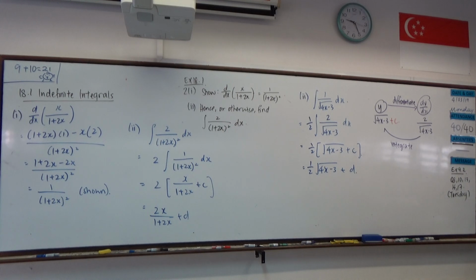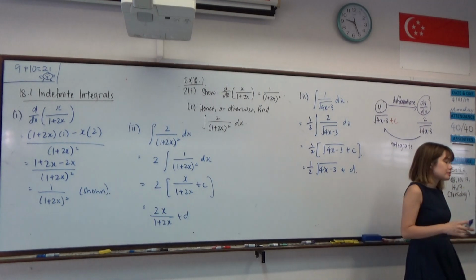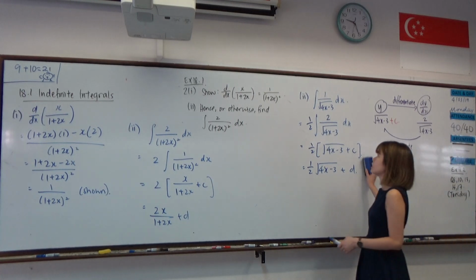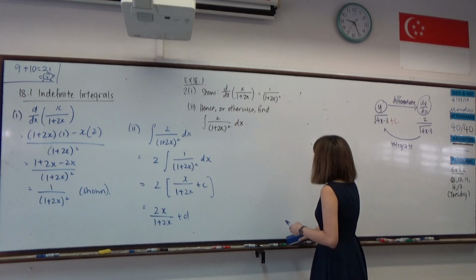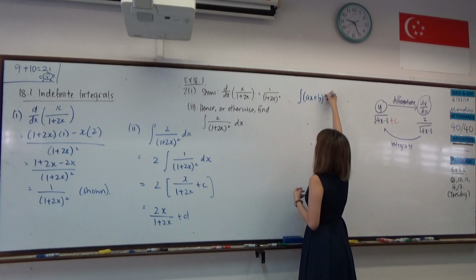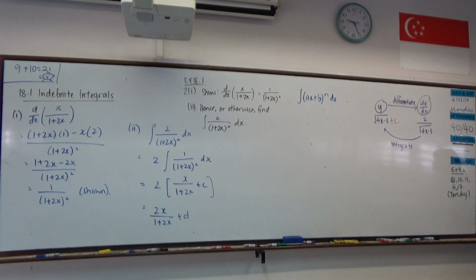Okay, are we done? Right, you'll get the answer 2x over 1 plus 2x, plus c. Okay. So the reason why we're going through this process is because we have not found out how to actually integrate expressions such as this, because we have not yet learned how to integrate ax plus b to the power of n dx.